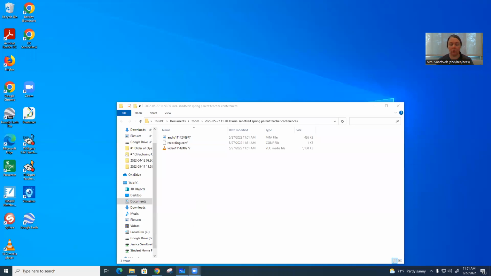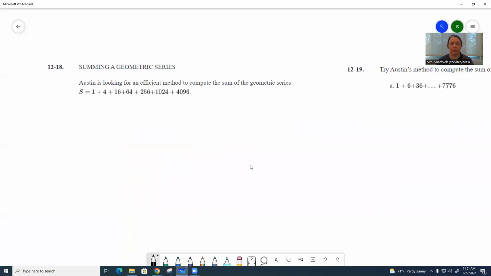Hi, pre-calculus. Today we are going to talk about geometric series. So an arithmetic series is when you add the terms of an arithmetic sequence, and a geometric series is when you add the terms of a geometric sequence.